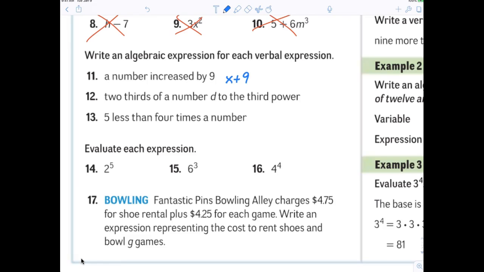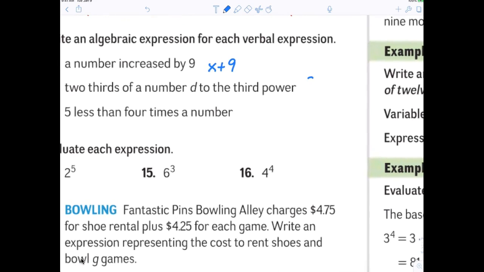2/3 of a number d to the third power. So now on this one, 2/3 of d, right? And what am I doing to 2/3 d? What am I doing, Noah? Putting a 2 exponent. Yes. Now, yes. So I'm proud of you. 2/3 d cubed. All right.